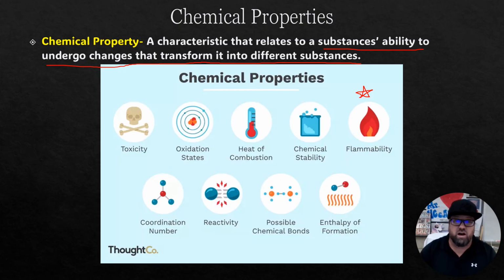So examples of chemical properties are toxicity, oxidation states, we'll talk about that later, heat of combustion, chemical stability, flammability, enthalpy of formation, possible chemical bonding, reactivity, and coordination number. Now, a lot of these are a little bit more complex, and we'll get into those. Really, the big one to always think about is flammability. How do you know if something's flammable? You burn it. And if you burn it, you can't unburn it. Okay? So those are chemical properties.